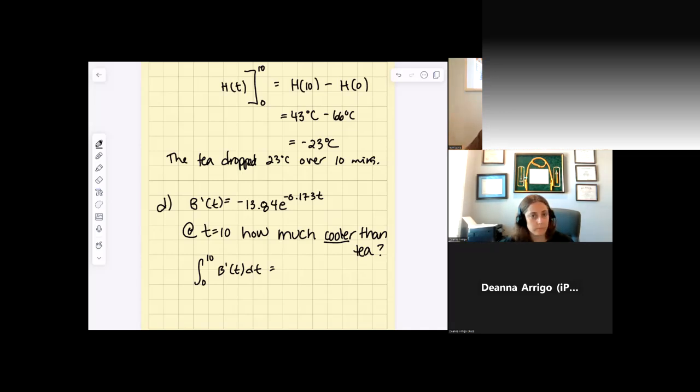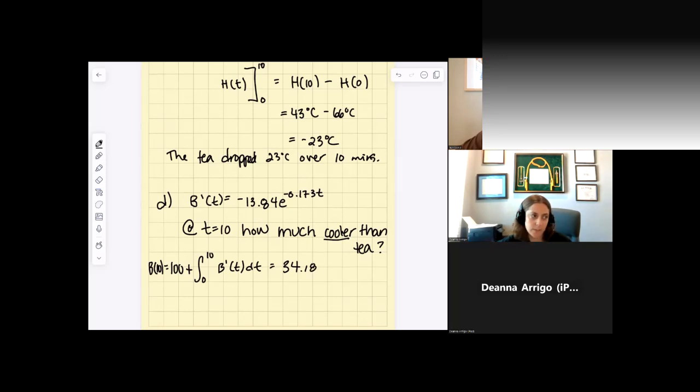You need to add the initial to it. It's b of 0 plus the integral from 0 to 10, right? And what's the initial? 100. Okay, so you've got 100 plus the integral, which I calculated, and it's negative 65.82. But 100 minus that, or plus the negative number. We'll just call it 34.18. They went so many decimal places out.